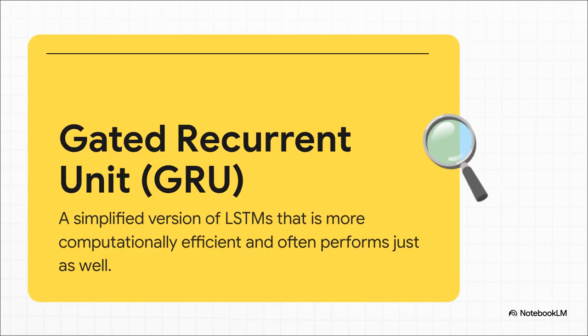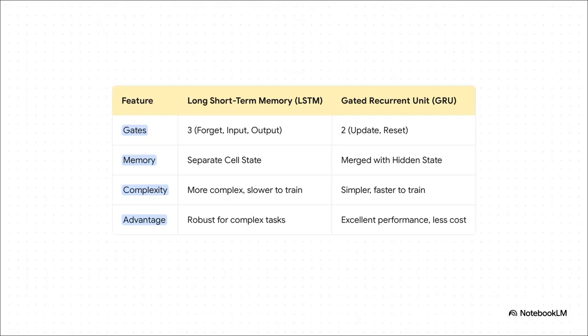Now, building on the success of LSTMs, researchers developed a slightly simpler, more efficient version called the Gated Recurrent Unit, or GRU. The key idea here was all about optimization. It took the core concepts from the LSTM, but streamlined the whole architecture to make it faster and require less computing power to run. So, let's put them head to head.